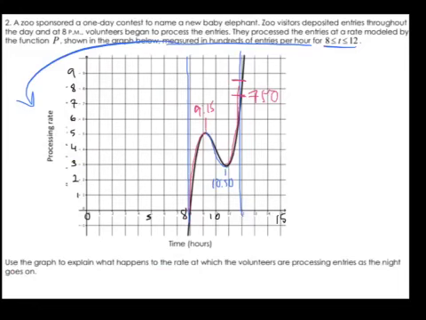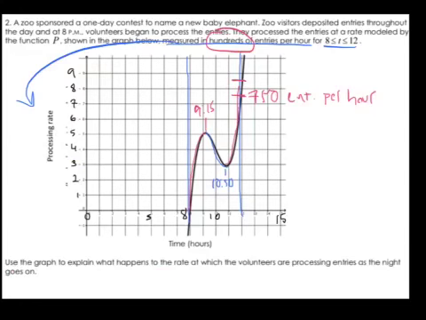About 750. Now, remember, it's in hundreds. So that's why it's 750 entries per hour, at midnight. And so I would want to write this up.